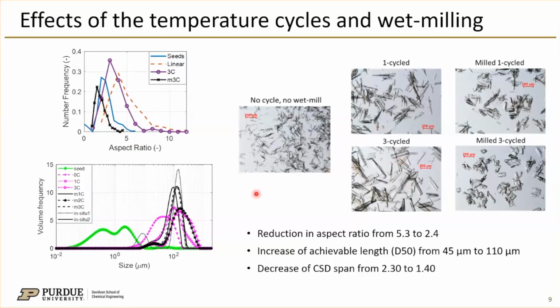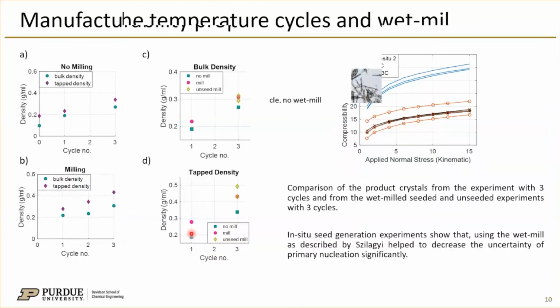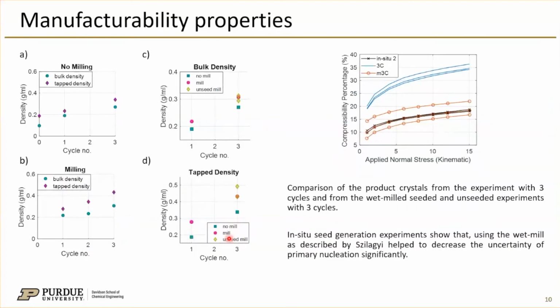We also use a laser scattering technique to measure the volume-based size distributions of all the product crystals, and the trends of the results also show that more consistent production was achieved with milling while having more uniform size distributions and maintaining the desired crystal growth. This was also reflected in manufacturability properties such as bulk density and compressibility. Bulk density and tap density were increased with increasing temperature cycle numbers. In addition to this, milling also improved the bulk density values of the product.